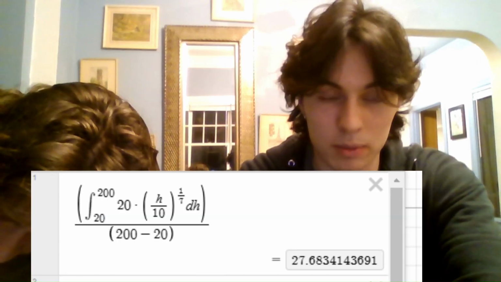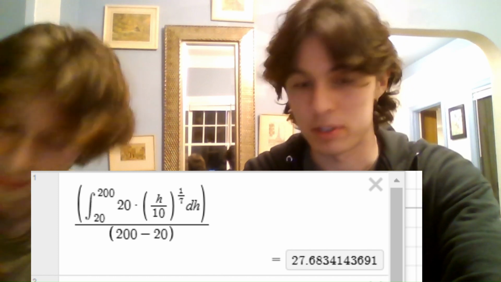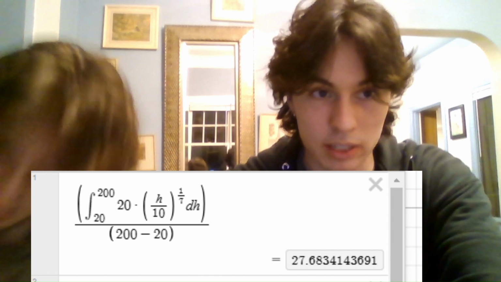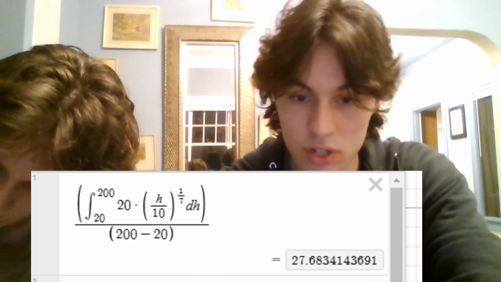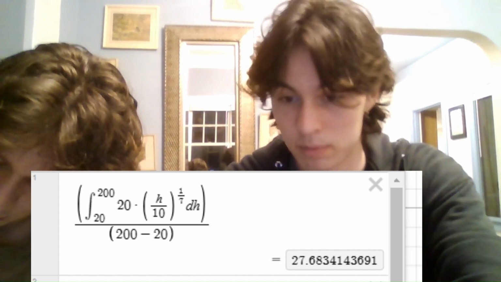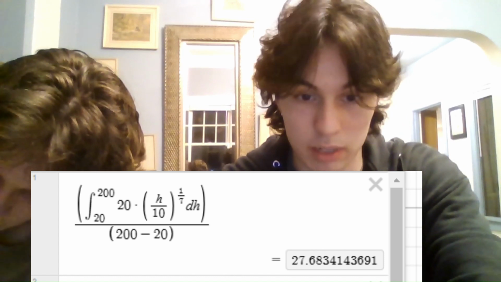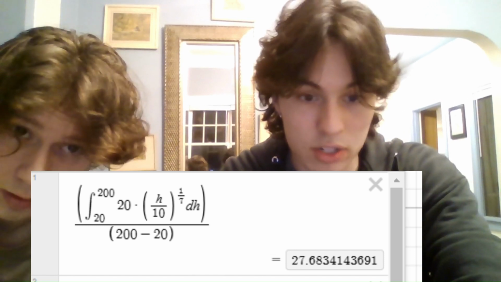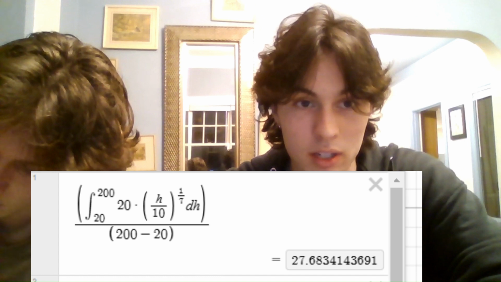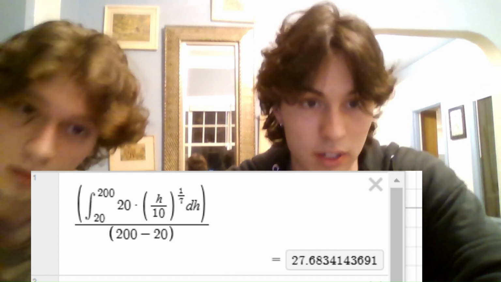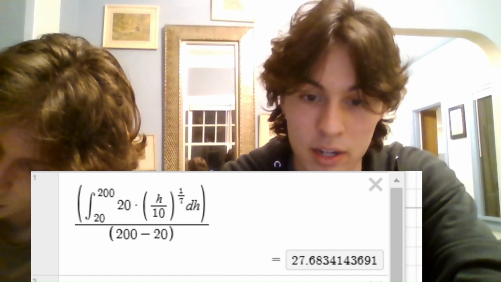So yes, we're going to have the integral from 20 to 200, and then we're just going to plug in that v of h equation and substitute in the things we know. We know that v initial is 20, and h is the variable we're integrating around. So h, and then we know h initial was 10, so we put that to the 1/7 dh. Then we're going to divide that number by 200 minus 20, which is 180. That gives 27.68.